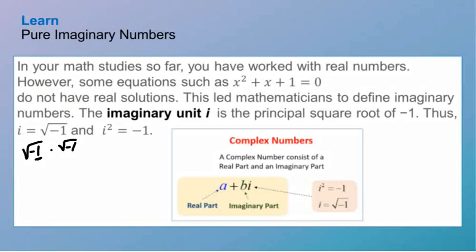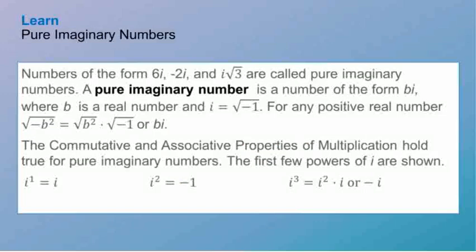Complex numbers consist of a real part and an imaginary part, and the imaginary part has this imaginary unit, i, involved. Numbers of the form 6i, -2i, and i square root of 3 are called pure imaginary numbers. A pure imaginary number is a number in the form of bi, where b is a real number and i equals the square root of -1. For any positive real number b, the square root of -b squared equals the square root of b squared times the square root of -1, or just think of it as bi.